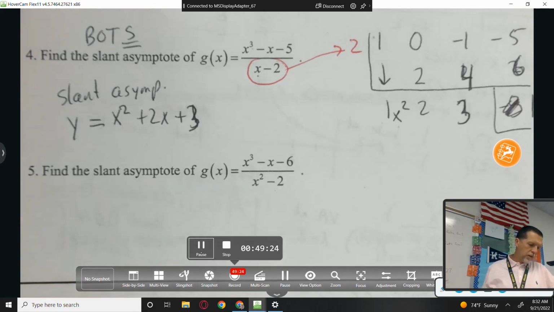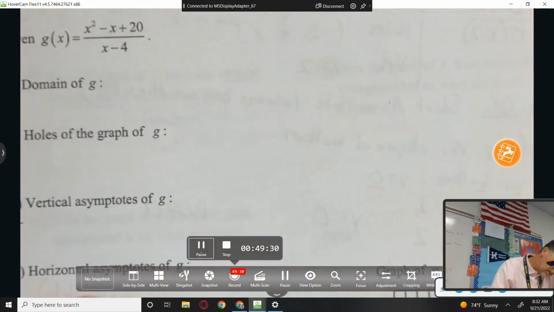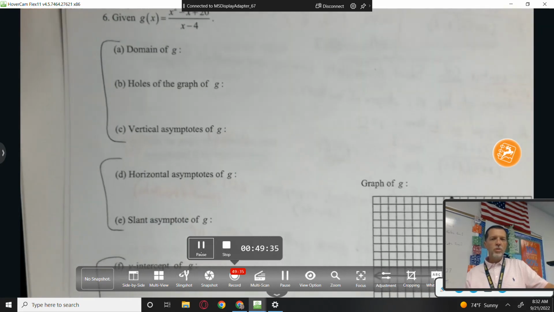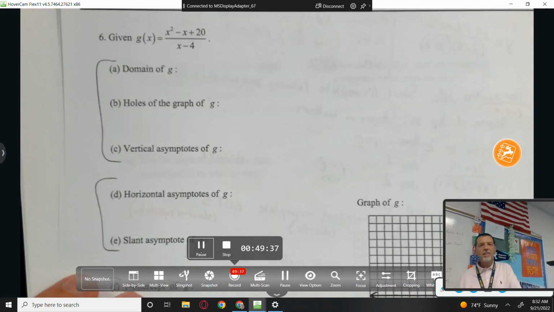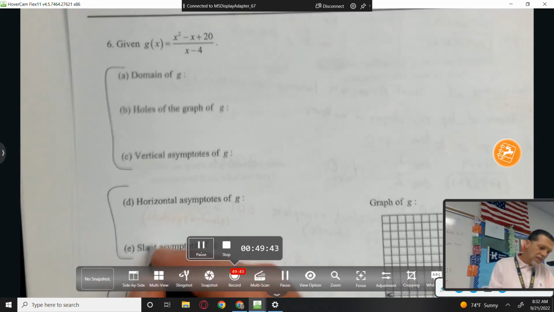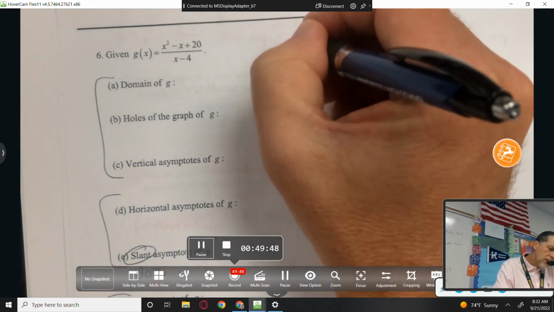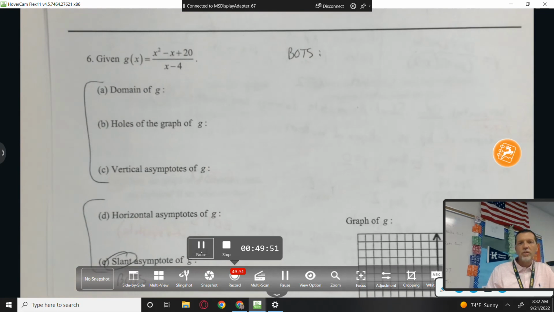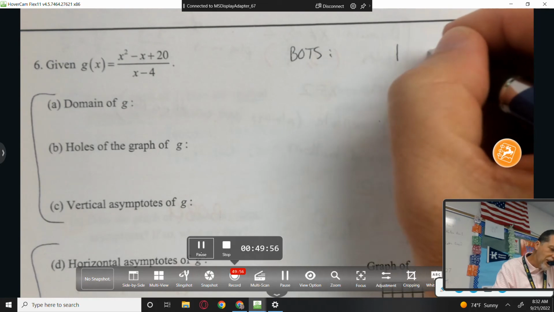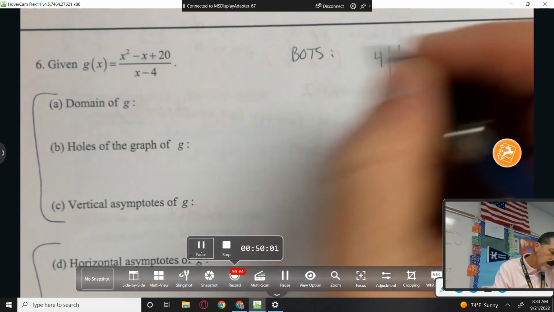Let's do part of number 6, and then we'll be done, because I feel pretty good that you got the hang of this. But let's jump down to horizontal and slant asymptote on number 6. So which one is it, a horizontal or a slant? A slant, because it's BOTS. So that's why there's extra room for this one, because you've got to have room to divide. We'll see if I can synthetic divide this one correctly, with a positive 4 out there.